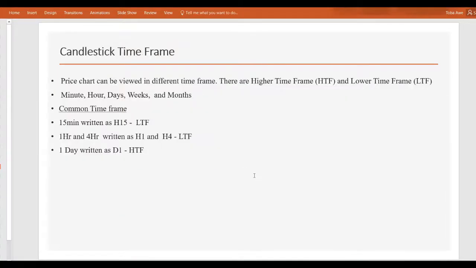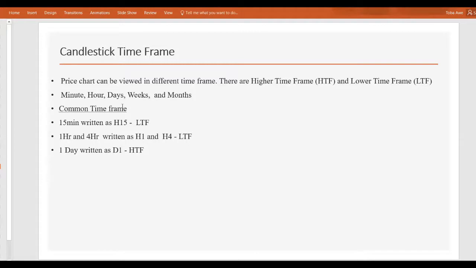All right, so let's quickly move to candlestick time frame. A price chart can be viewed in different time frames. There are high time frames and there are lower time frames. Example of time, as we know it, time is calculated in minutes, in hours, in days, in weeks, and in months.